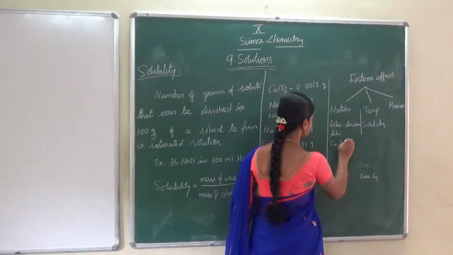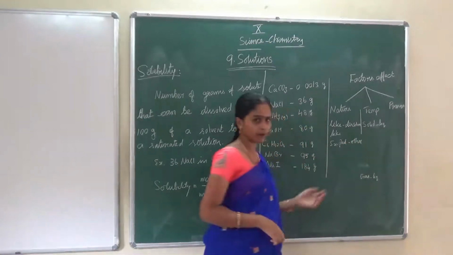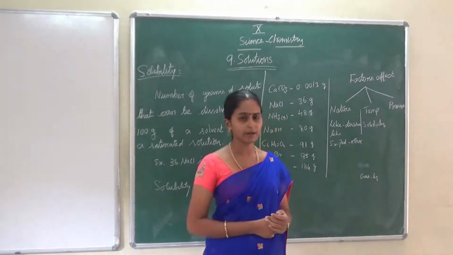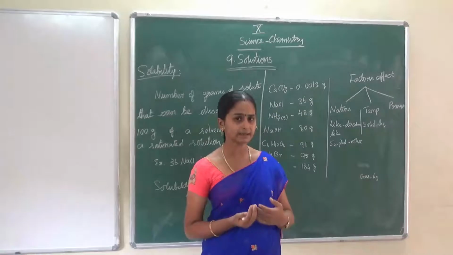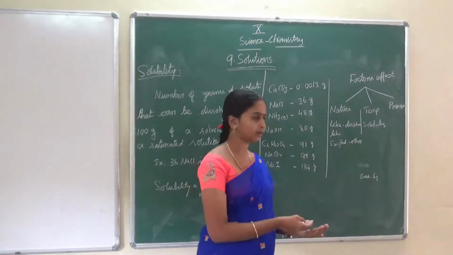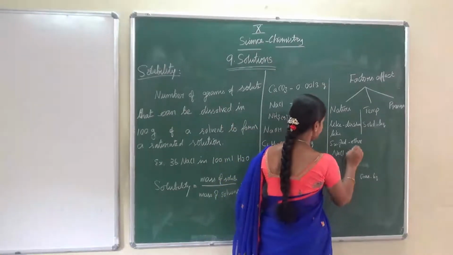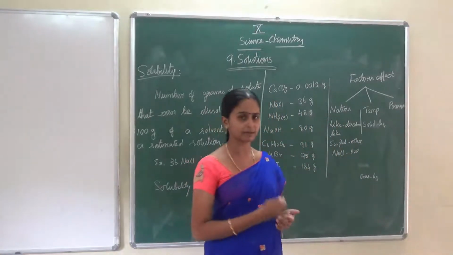Fat dissolves in ether. Fat is a non-polar compound, and it dissolves in ether, which is non-polar. NaCl is a polar compound. NaCl, sodium chloride, the common salt, will dissolve in water. So that is another example: NaCl in water. The nature of the solute can affect the solubility.